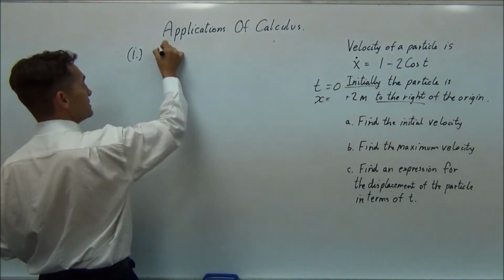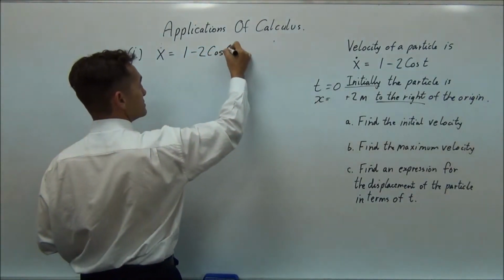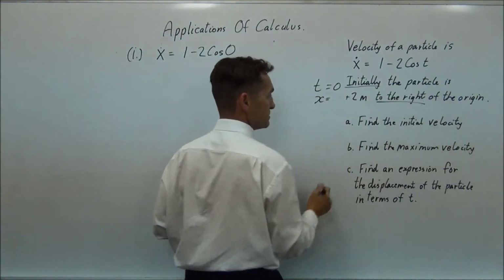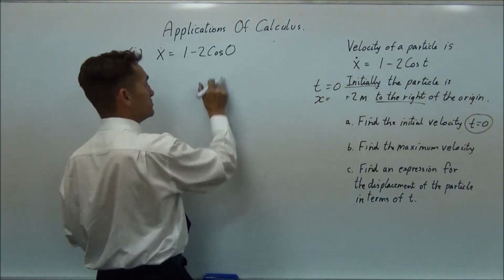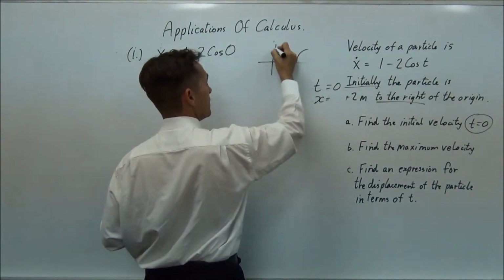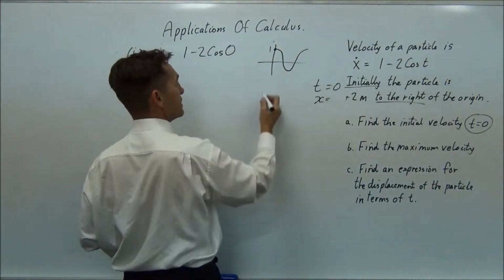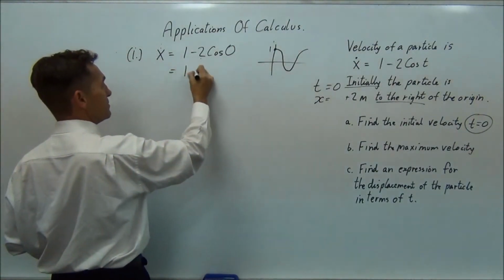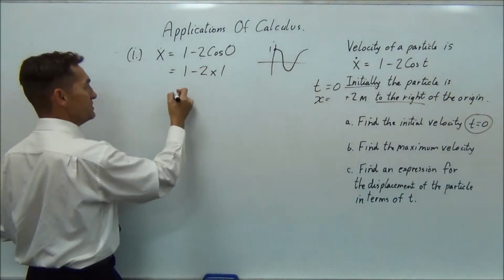We'll just go x dot equals 1 minus 2 cos 0, okay? Because it's the initial velocity, time is 0, so we'll put t equals 0. Well, let's look at our cos graph. What's cos 0? Cos 0 on a normal cos curve is 1. And this is 2 multiplied by cos 0, so that equals 1 minus 2 times 1. Well, 2 times 1 is 2, 1 minus 2 is minus 1.